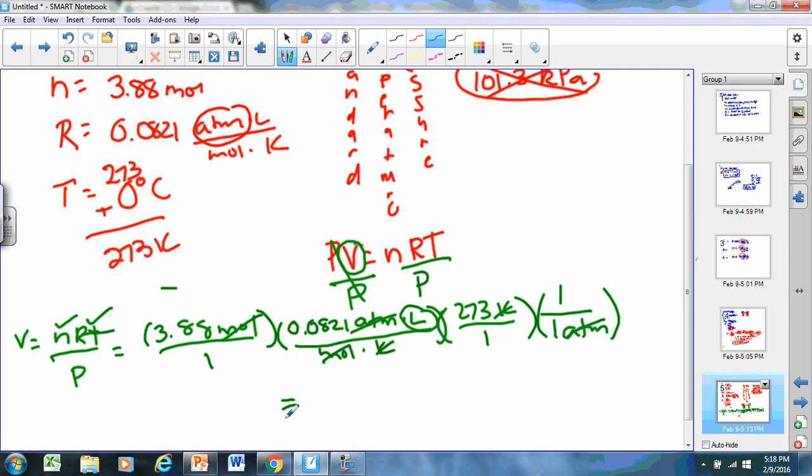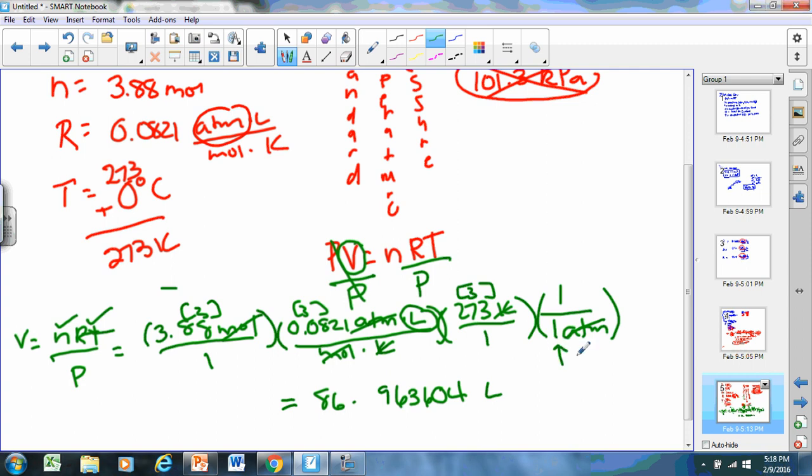So now I'm going to pull out my calculator. I'm going to go 3.88 times 0.0821 times 273 divided by 1. And my calculator says 86.963604 liters. This has 3 sig figs.